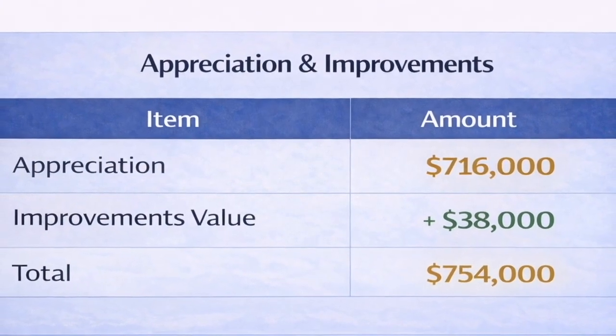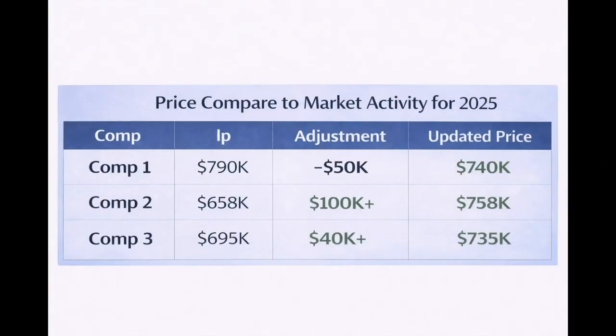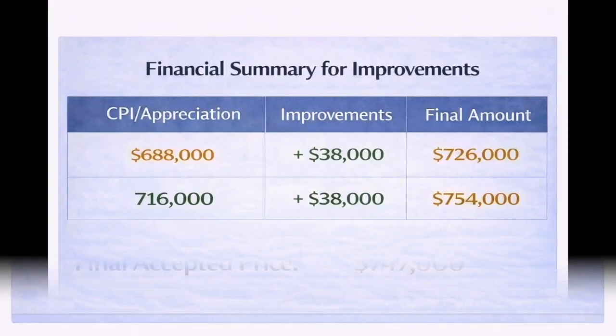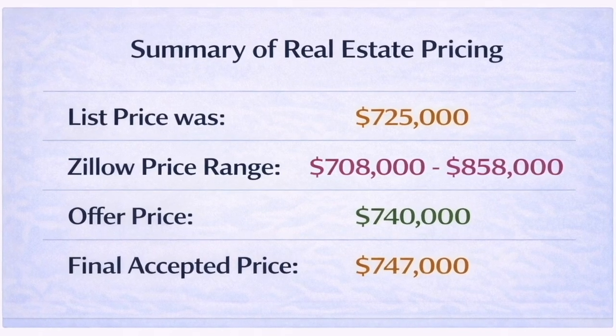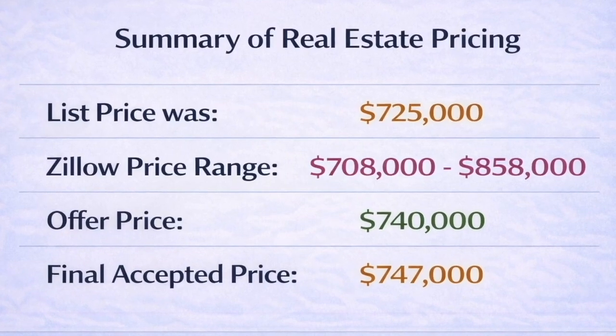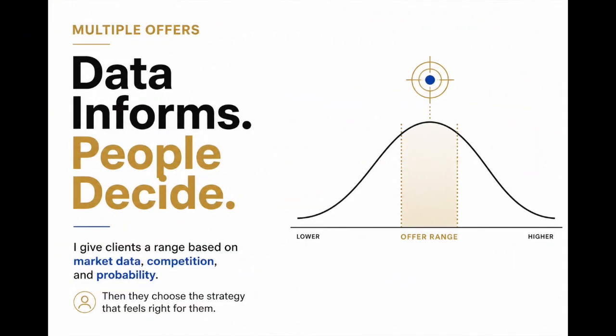And I got 754. If I give them this and I show them what the comps are down here, like these are other houses, 740, 758, 735. And I do this on the low end, it's 726. They're asking 725. Zillow's price said 708 to 858. That doesn't help me. They offered 740 and it sold for 747. They feel that they got a fair shake out of that because I gave them real numbers. It wasn't my gut feeling.